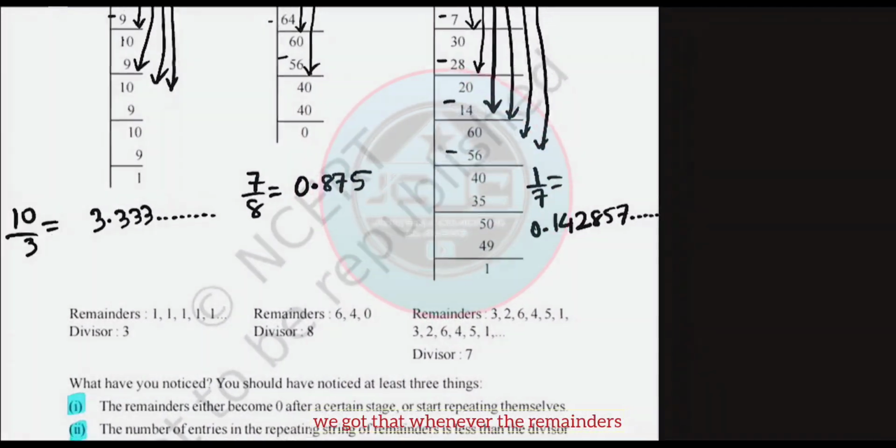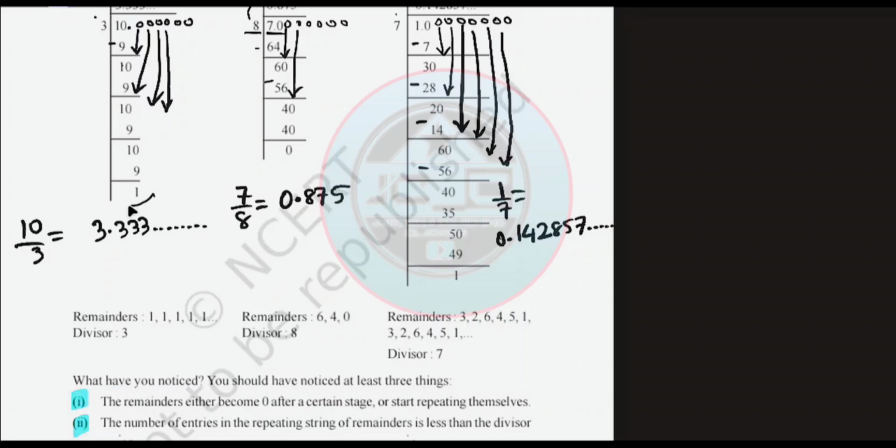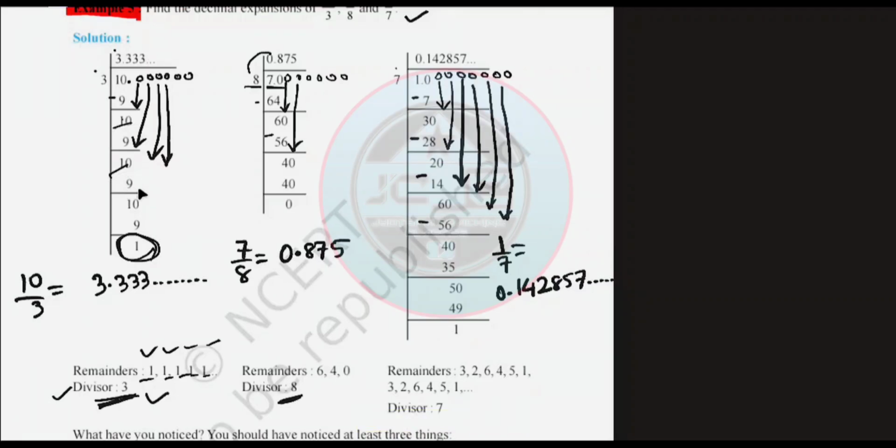So by doing this, what did we get here? We got that whenever the divisor is 3, the remainder we get is 1. Whenever the divisor is 8, what do we get? In all these cases you get 1, 1 and 1 as the remainder for divisor 3. Whenever the divisor is 8, you get remainders as 6, 4 and 0.